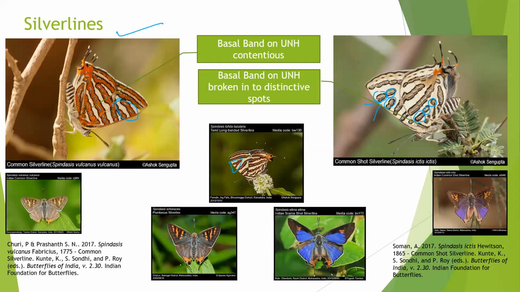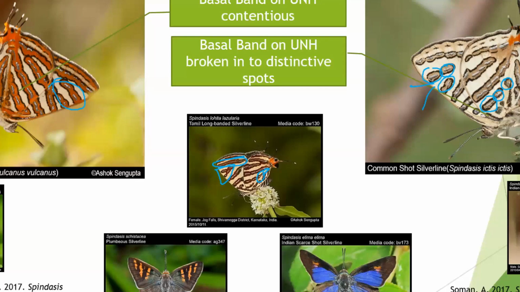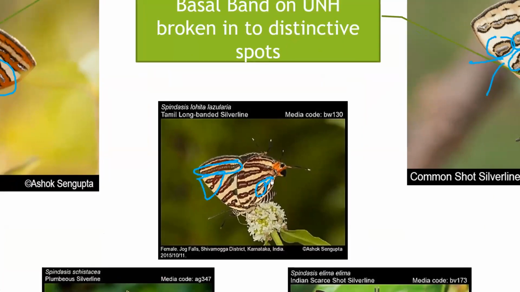Long banded silver line, the V is very prominent. These bands are very continuous. They are continuous, and lastly, the third spot goes up to the base of the wing. If I increase the size, this third spot goes to the base of the hind wing. That's how we differentiate between the long banded silver line and the common short silver line.